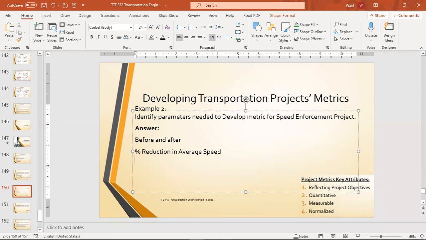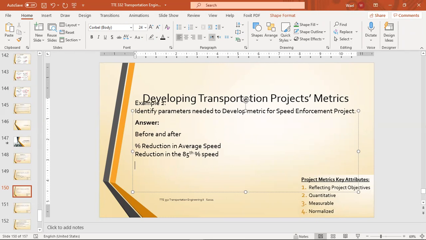Okay. Number. Or we can say reduction in the 85th percentile speed, okay, or reduction in number of speed violators.